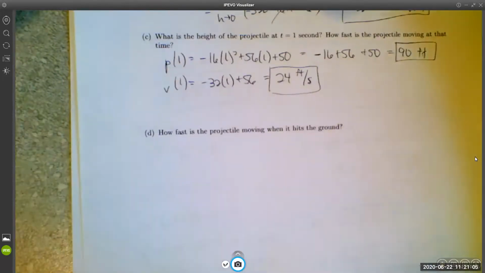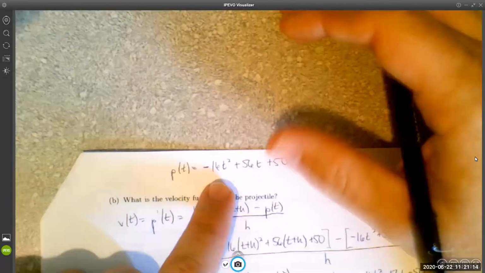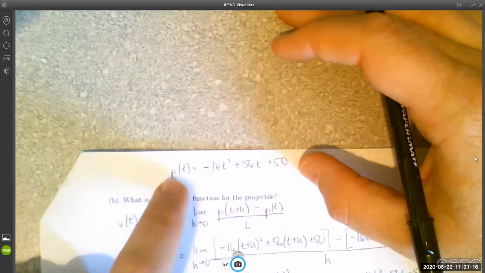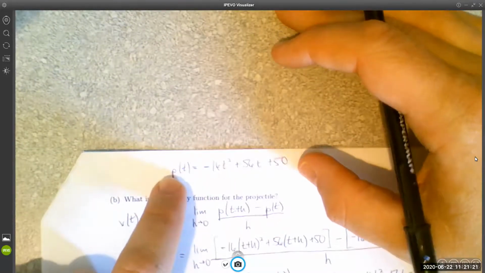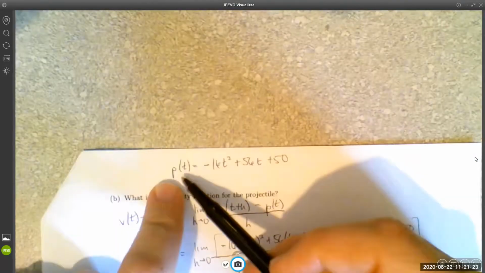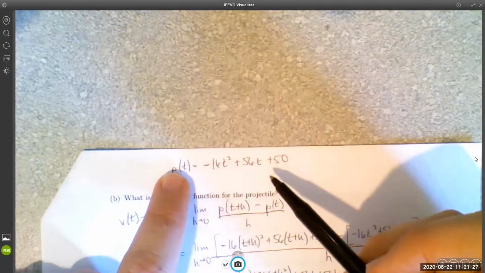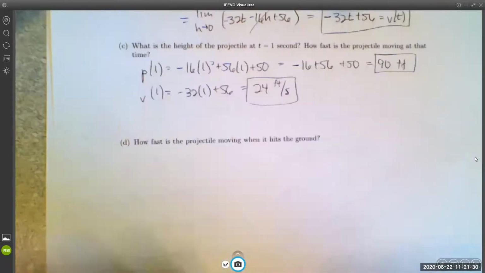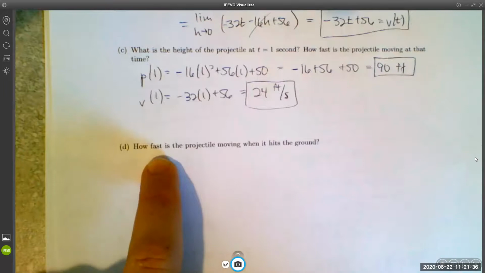In order to answer that question, we first of all need to figure out how long it takes to hit the ground. For that, we're going to use the position function. When the projectile hits the ground, its position is 0, right? It's 0 feet from the ground at that point in time. So we're going to plug in 0 for the position and then solve for t so that we know how long it takes. Once we know how long it takes, we can plug that value for t into the velocity function to figure out how fast it's moving.